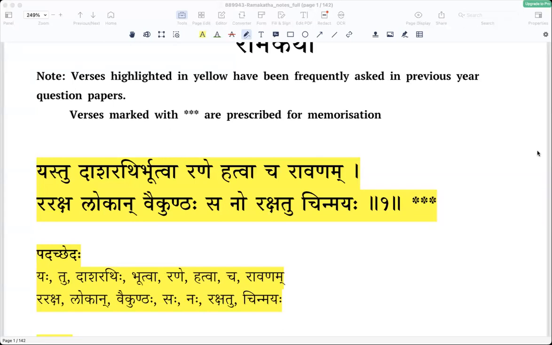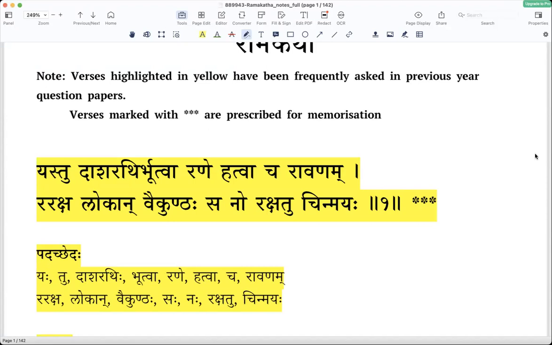Vikuntha, Vaikuntha and Garudavandu. It is difficult to give the correct vyutpatti. Vishnoha dhama, and it's also non-different from Vishnu himself. Okay. So saha vaikunthaha chinmayaha naha rakshatu.